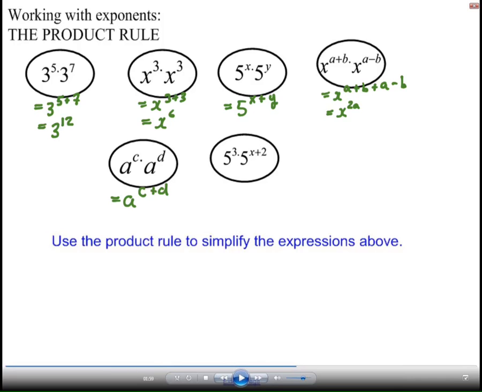And then use the same thing: add the unknown exponents here, add the unknown exponents here, and then collect like terms. 3 plus 2 is 5. So instead of taking 5 cubed times 5 to the x plus 2, I could just take 5 to the 5 plus x power and get the same exact results as I did up here.